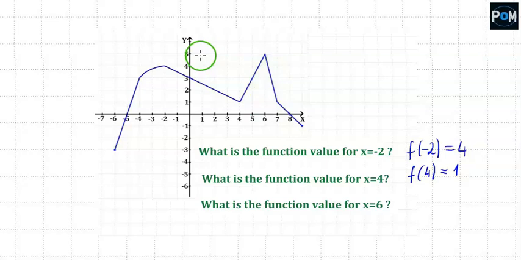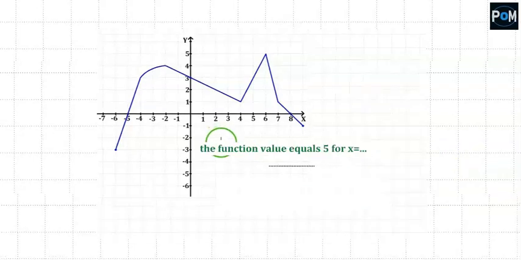At 6 o'clock, the temperature was 5 degrees. For the x of 6, the function takes the value of 5. That is, f of 6 is equal to 5. Now we have to find out when the function value equals 5.